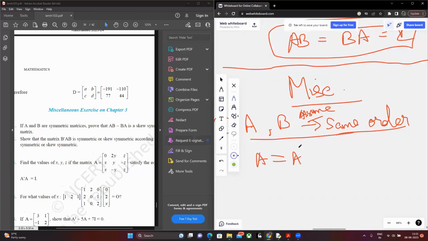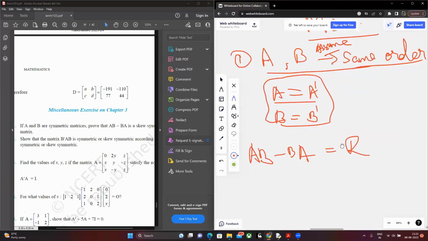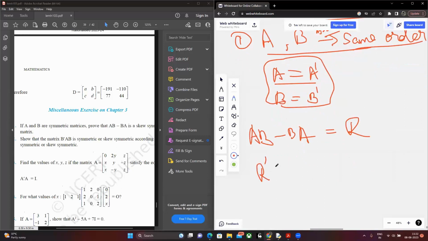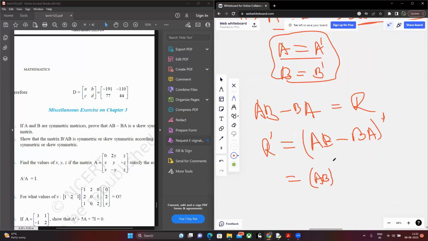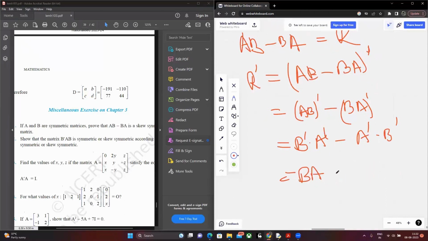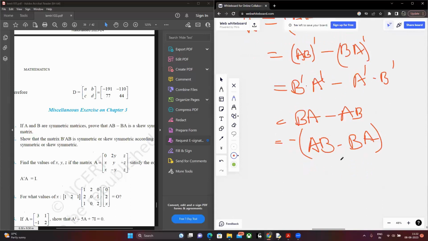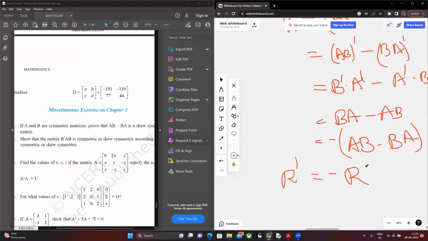Then A is equal to A dash, B is equal to B dash, since A and B are symmetric. Now we have AB minus BA; let this be equal to R, a new matrix R. Now R dash is AB minus BA, the whole dash. This is AB the whole dash minus BA the whole dash, which is B dash times A dash minus A dash times B dash, which is BA minus AB, which is minus of AB minus BA, which is basically minus R. Therefore, R dash is minus R.